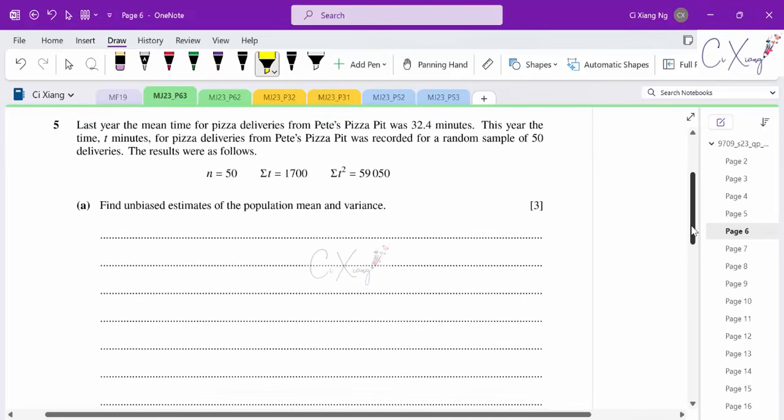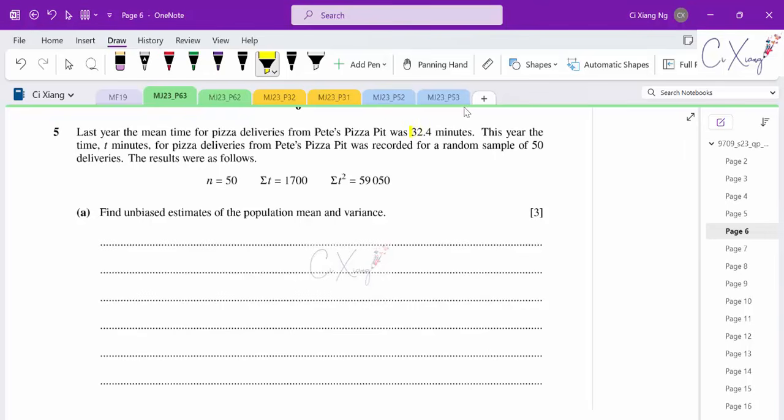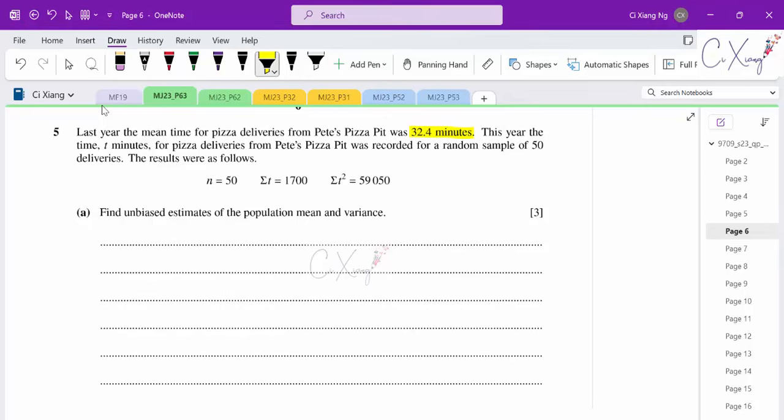Okay, we are having last year, right? The mean time for pizza deliveries from this pizza shop was 32.4. And then this year, the time for the pizza delivery was recorded for a random sample of 50. So you should know this is 50. The result is as follows. So we are talking about the mean time for the pizza deliveries.